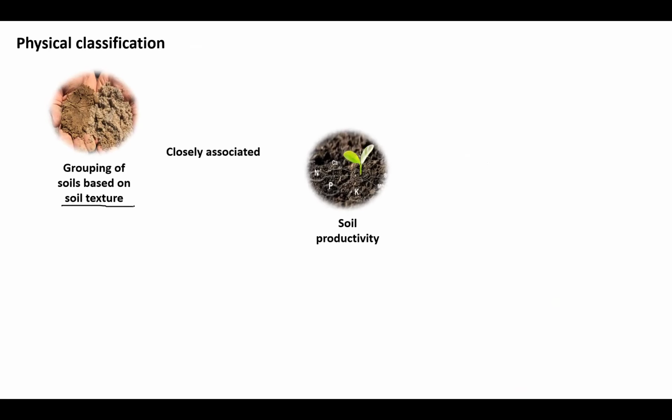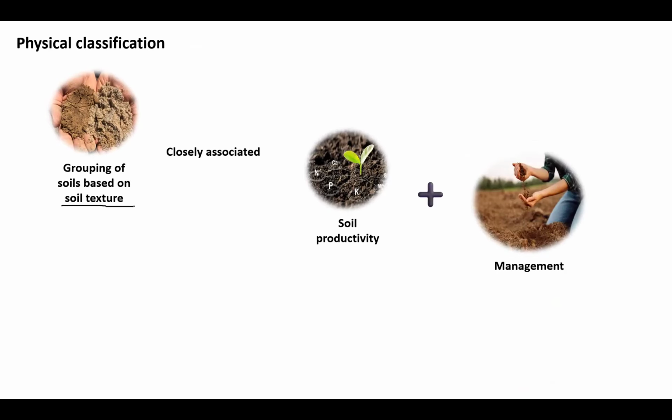Now another classification is the physical classification. Physical classification is nothing but grouping of soils based on soil texture. Very simple, we know what texture is. Based on soil texture, we have sandy soils, clay soils, or sandy loam soils. These are closely associated with soil productivity and management aspects. Examples for this physical classification are sandy soils, loam soils, and of course clay soils.